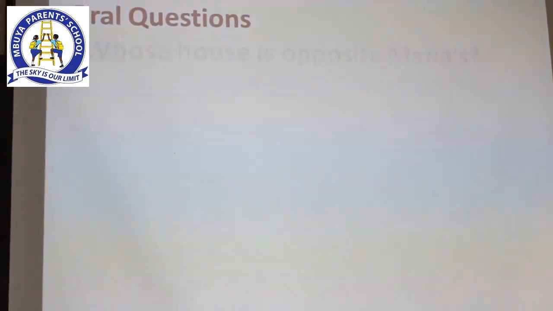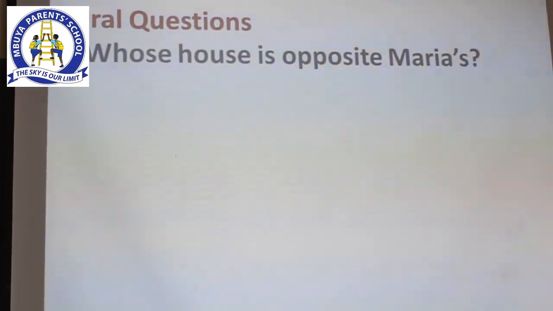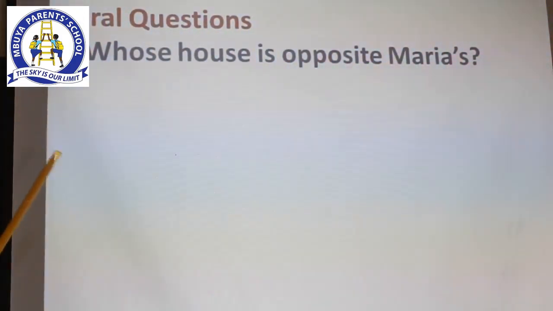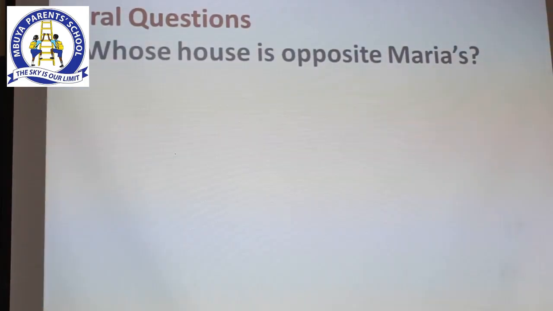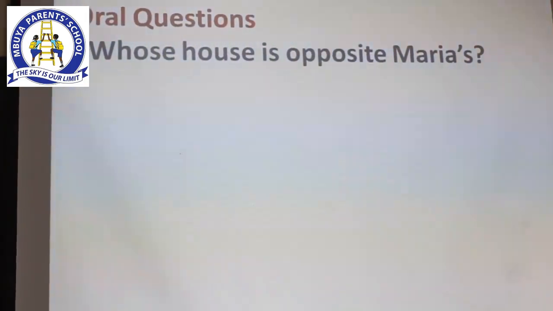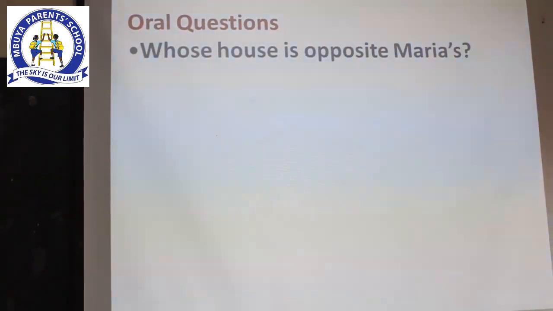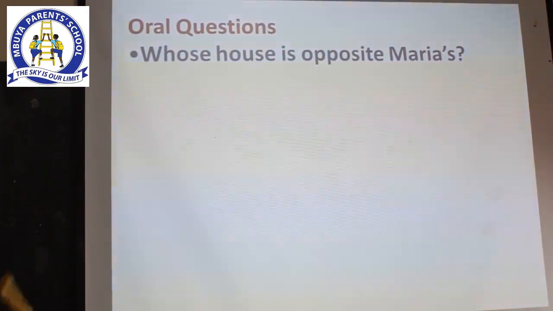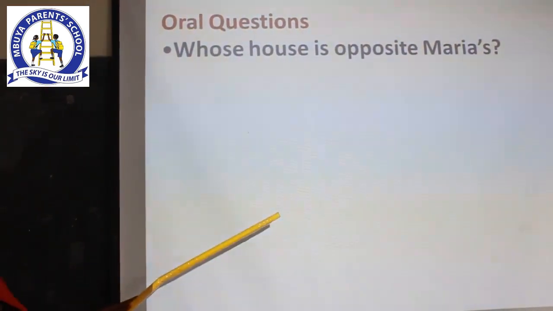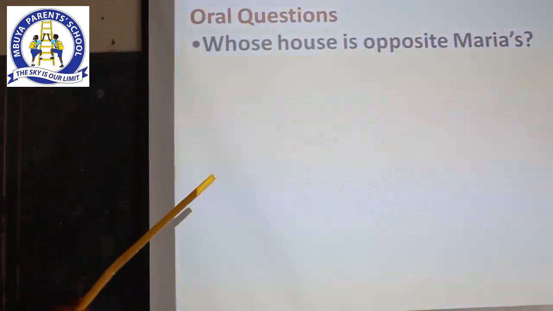So we can see how we can use certain features to direct our friends to get to places they have never been before. So we want to look at oral questions. We shall answer these questions together. You and me, we shall be guiding each other to answer these questions. Having looked at the map, we had homes, we had Adam, we have Safina, and many others.